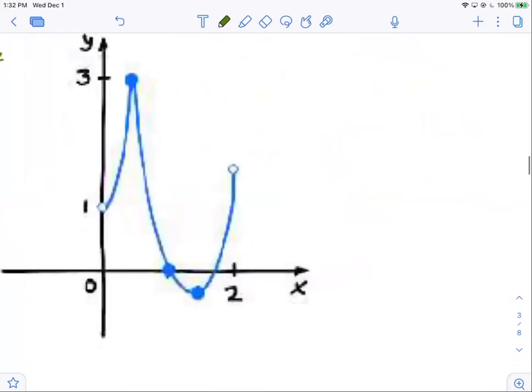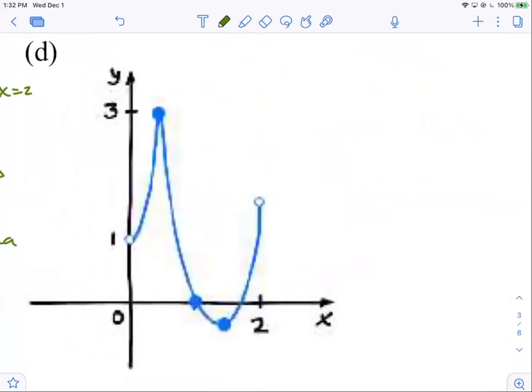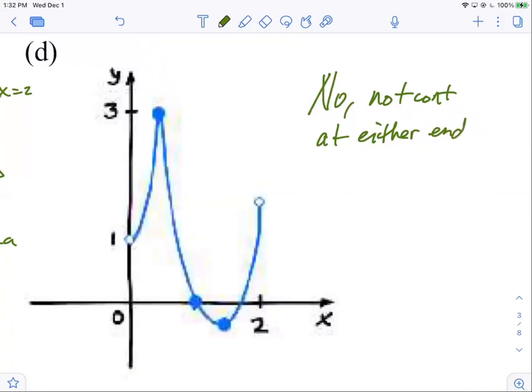All right, and then last one here. EVT apply, yes or no? No, not continuous, again, at either endpoint. Do we have any critical values?